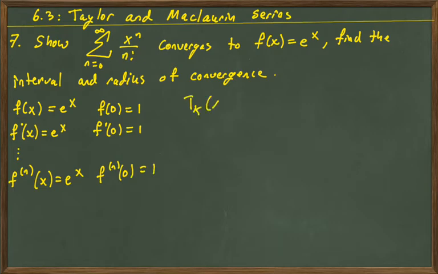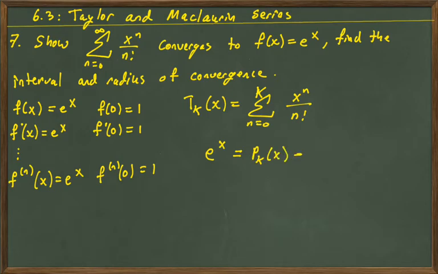So the nth, or in this case I'm going to use k, the kth Taylor polynomial of e to the x is going to be the sum n equals 0 to k of x to the n over n factorial. e to the x is going to be equal to its kth Taylor polynomial plus the remainder. And what we want to do is show that the remainder goes to 0. If we can show that the remainder goes to 0, then the Taylor polynomial is going to converge to e to the x.